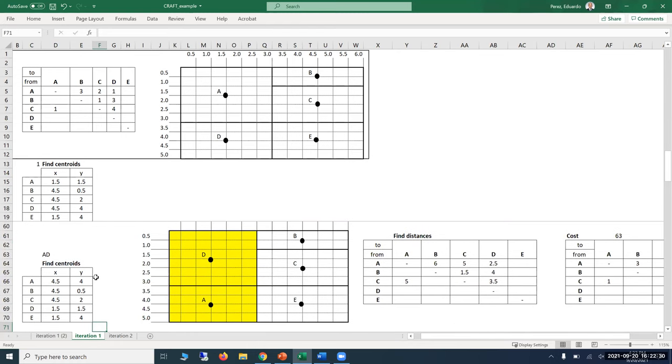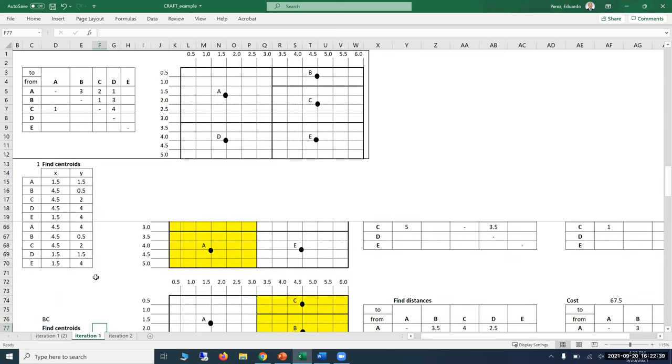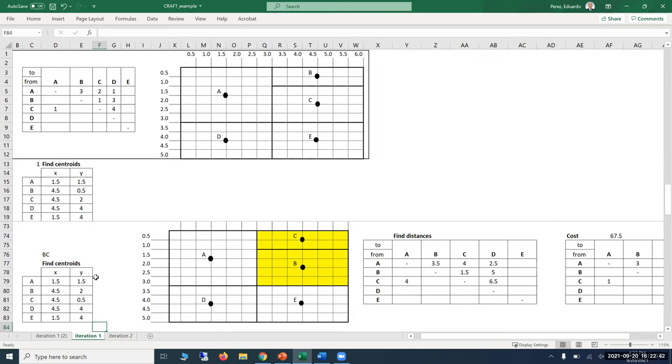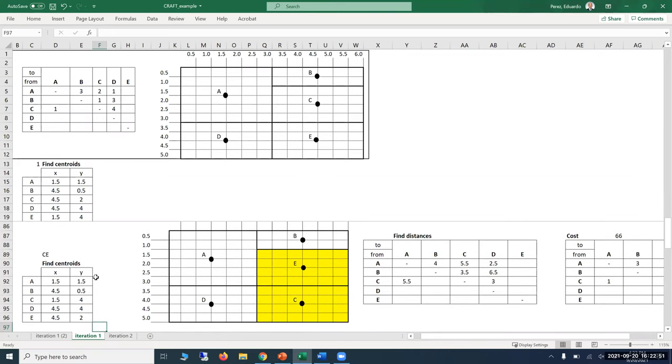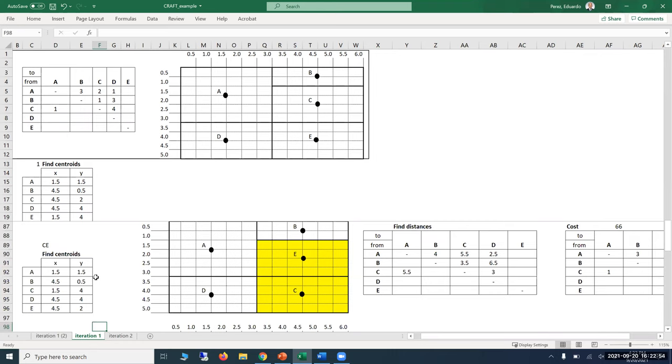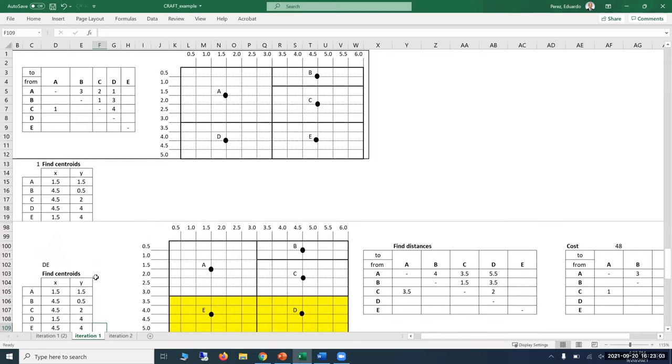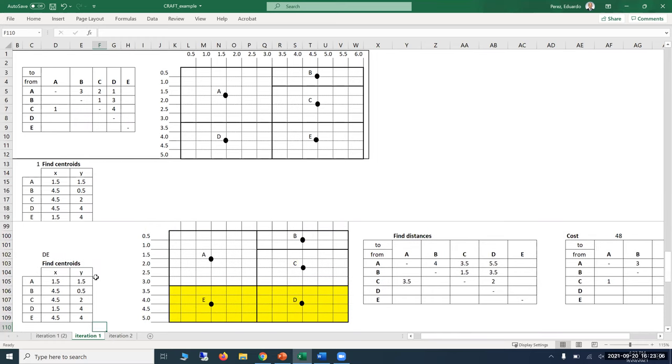A and B, find the new centroids, find the new distances, compute the cost: 63. B and C, same process: 67.5. C and E, same process, new centroids, new distances, new cost. B and E, new centroids, new distances, new cost: 48.